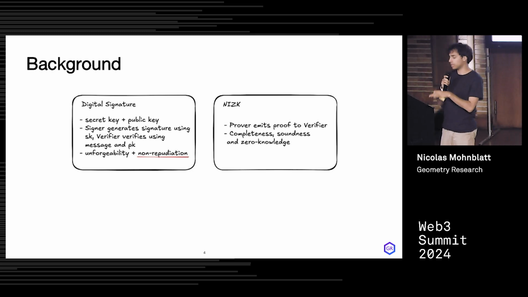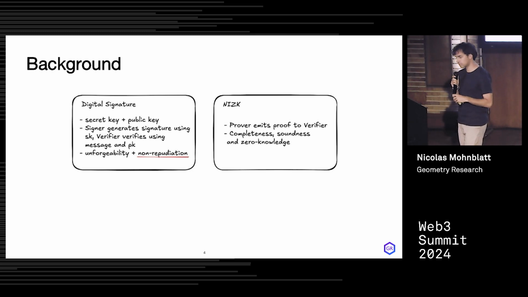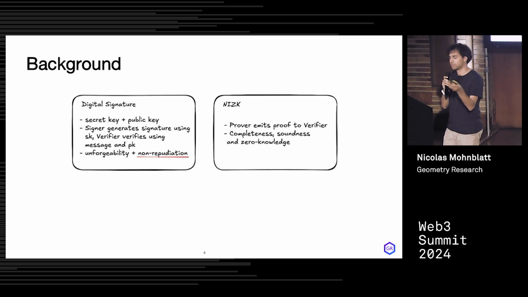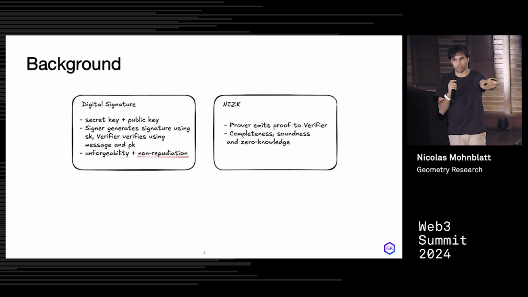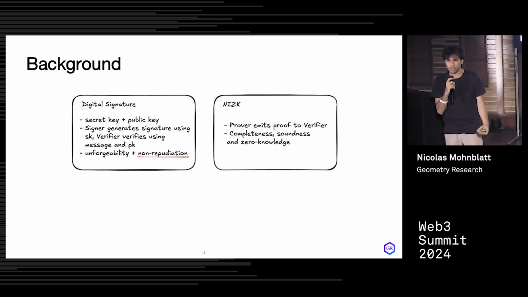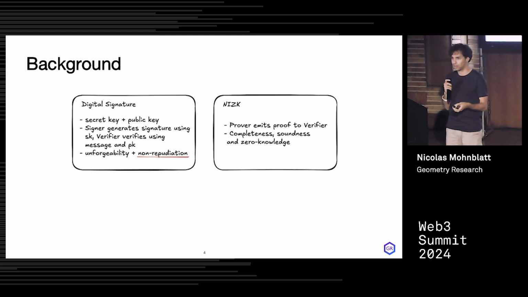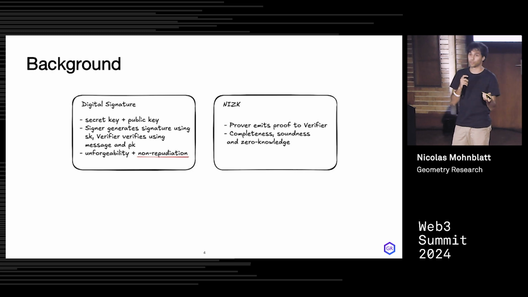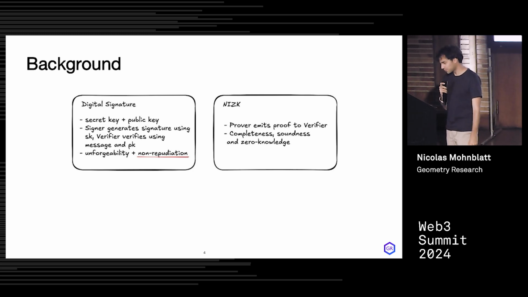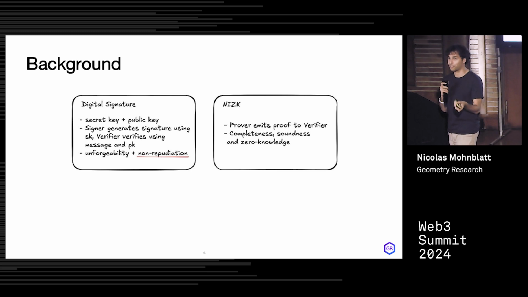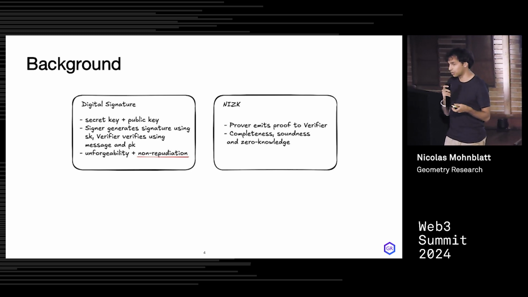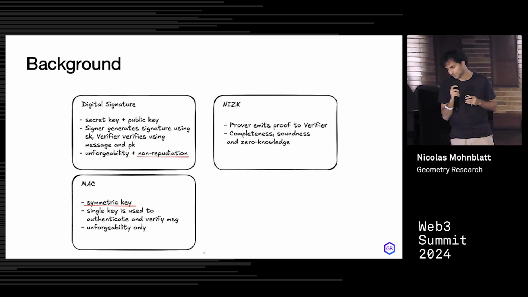On the other side, we have non-interactive zero-knowledge proofs. So this is non-interactive, so you have a prover and a verifier. The prover will send a proof to the verifier, and the verifier can just verify it. And the properties Anna mentioned earlier: completeness, soundness, zero knowledge. Completeness is the prover always convinces the verifier of something that is true. Soundness is the verifier does not accept something false. And zero knowledge means no data leak.